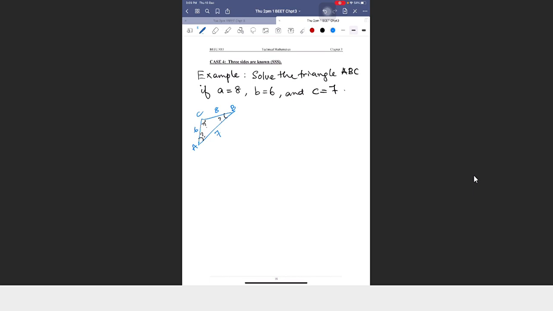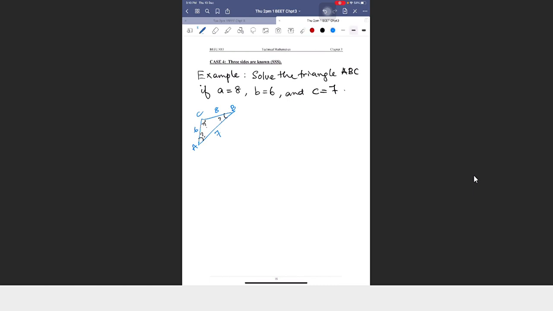So if you look at the given values A, B, and C, this A is the longest side. That means angle A is the largest angle. So the guideline says that perhaps you might want to identify the largest angle as your first step. That is just a guideline, but if you don't want to follow, that is also fine. But it's actually good to follow the guideline.